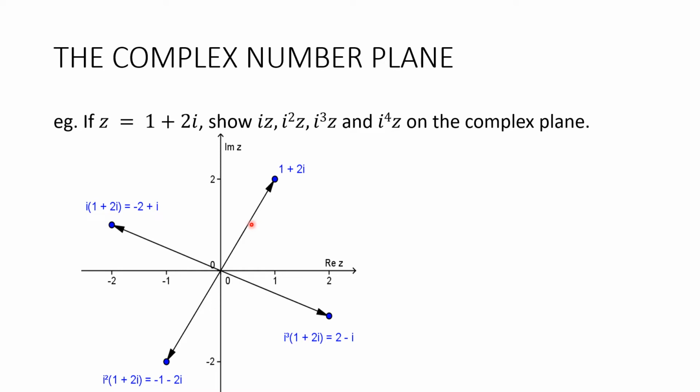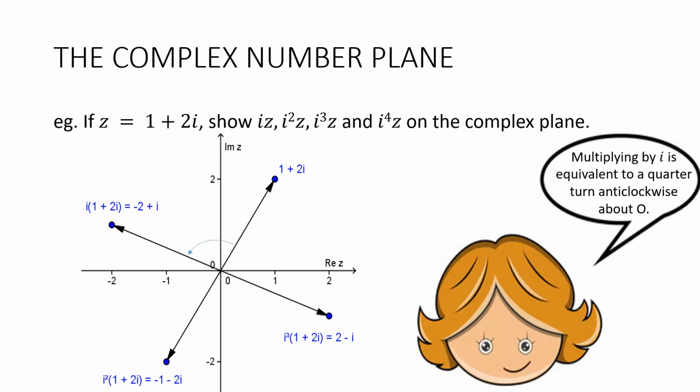If I multiply by i, I get minus 2 plus i. Multiply by i again, I get minus 1 minus 2i. Multiply by i a third time, I get 2 minus i, and then multiply by i a fourth time, I'm back to the beginning. Now have a look at that for a minute and see if you can figure out what's going on. Okay, here it is.